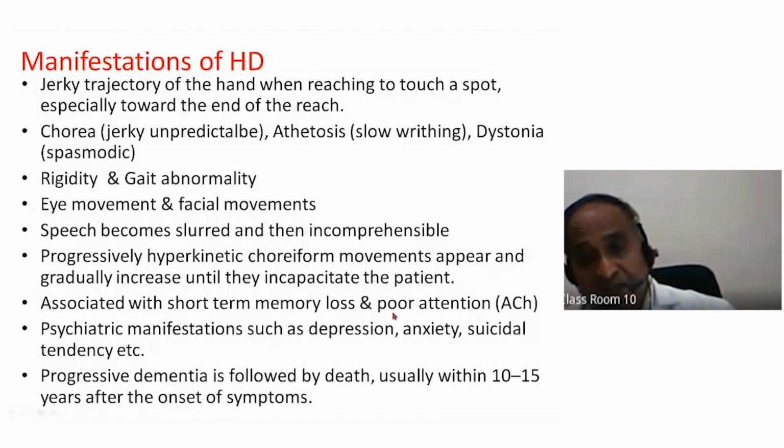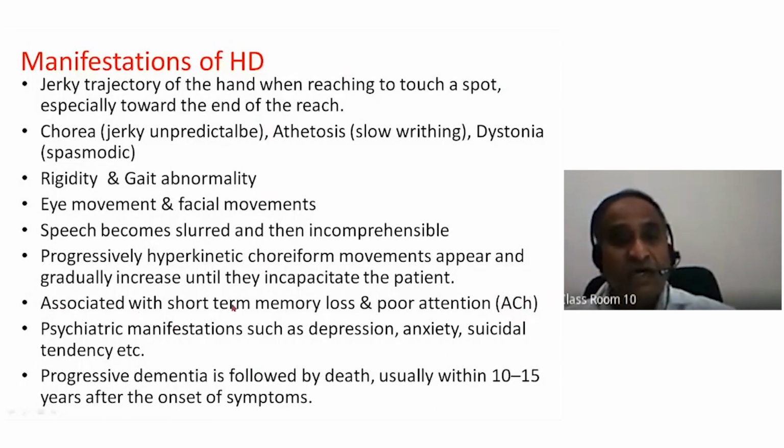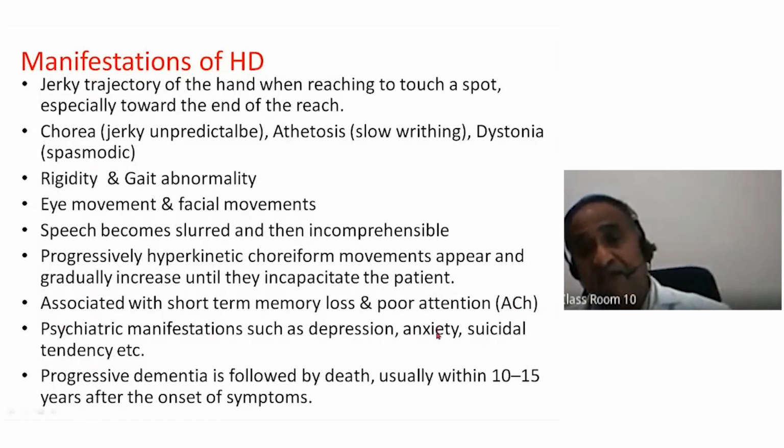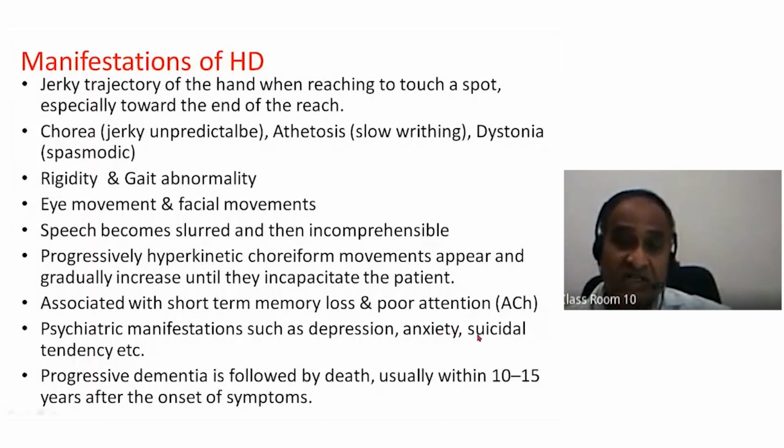Then there is a loss of the cholinergic neurons. These cholinergic neurons are necessary for short-term memory and other learning or cognitive abilities. So this is associated with the loss of short-term memory and poor attention, which sets on to dementia. And these patients will manifest with depression, anxiety, and suicidal tendencies.